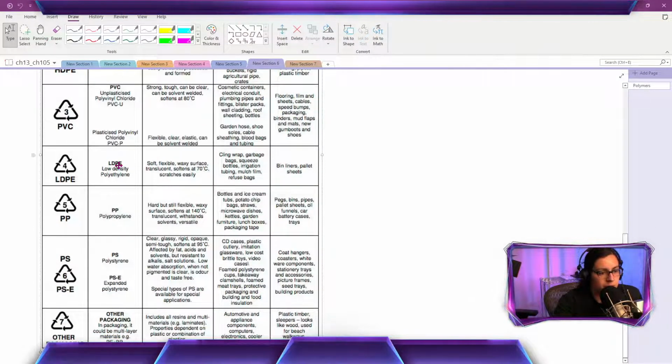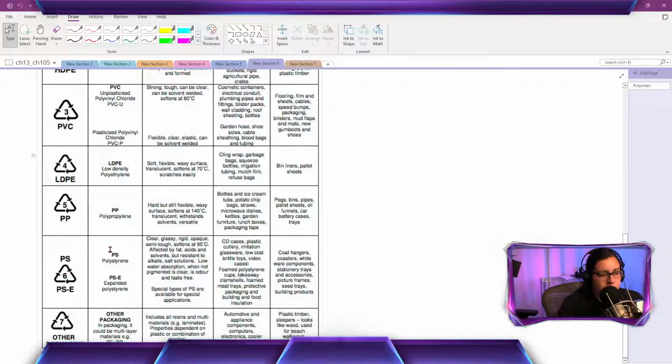So low density polyethylene is going to be soft and flexible. That's cling wrap, garbage bags, so those are a lot thinner, and they can be recycled into bin liners. Number 5 is polypropylene. This softens at 140 degrees Celsius, so again, notice that higher melting point. This could be straws, kettles, lunch boxes, packaging tape, and then recycled into trays and battery cases.